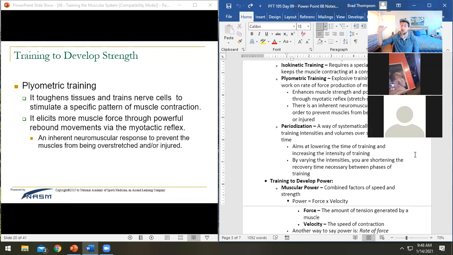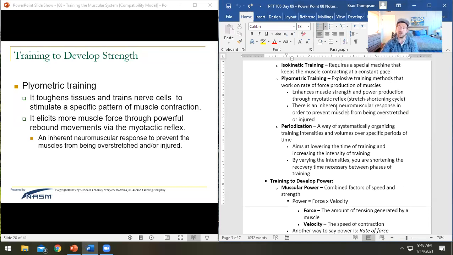Same thing is true on a jump. You do a depth jump. You start on top of a box, jump down, that rapidly stretches you, and then you jump out of it at the bottom. That can be a great way to teach your body to be more explosive. So if you're going for power, plyometric training is a really great tool at your disposal. If you're an athlete, that's why you see so many athletes doing medicine ball throws and squat jumps and kettlebell swings and things like that.